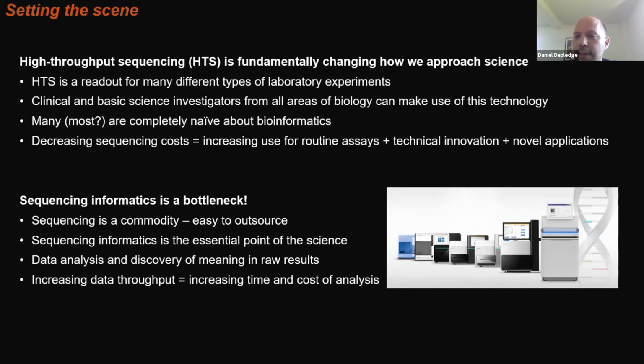The sequencing itself is easy to do. You can pay companies, you can take your samples to the Genome Technology Center at NYU, give them money, basically give anyone money, and they will run off and sequence things for you. The problem is that they will then give you the raw data back, and it's up to you to figure out what you have to do with it. And this is really the key message here: sequencing informatics is the essential part of this science. It's really about data analysis and also trying to discover meaning in the results that you generate.